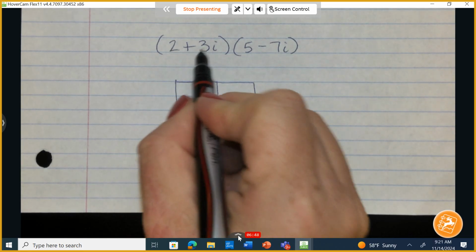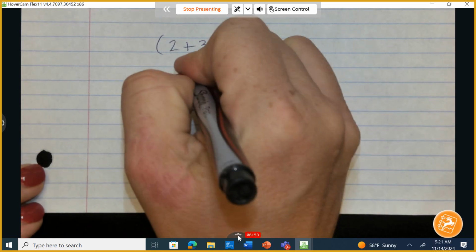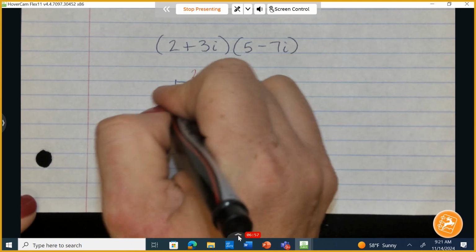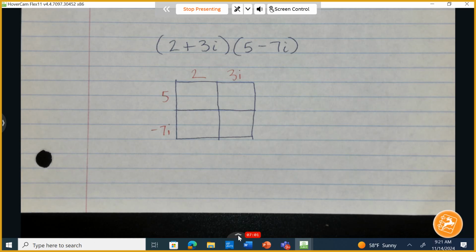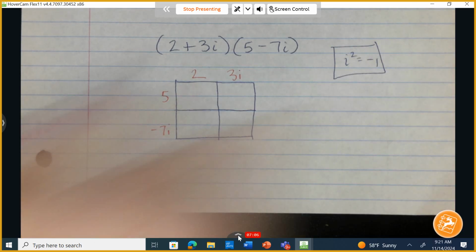So I'm going to take 2 plus 3i and I can line it up on top or vertically on the side. So positive 2 and a positive 3i. On the side then is 5 and a negative 7i. What we have to remember from yesterday's lesson is that i squared equals negative 1. That's what we have to memorize.